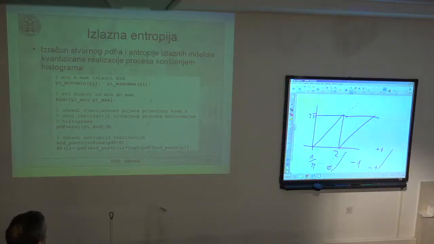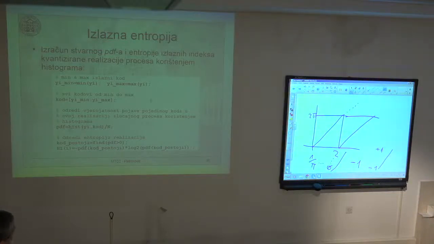We have this yi, the integer output index of the AD converter. I take the minimum value of yi and the maximum value of yi, and I construct a range of values from yi minimum to yi maximum, and I simply count how many times I have observed each of the values in this range. For this I use the histogram function.